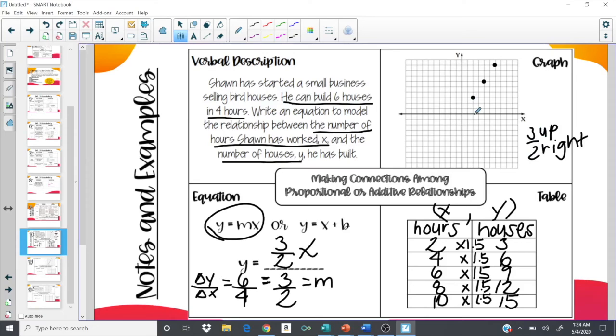But if we want to go underneath our initial point, then we're going to go in the opposite direction. So instead of going 3 up, 2 right, we're going to go 3 down, 2 to the left. So from here, go 1, 2, 3 down, 1, 2 to the left. 1, 2, 3 down, 1, 2 to the left. Okay.